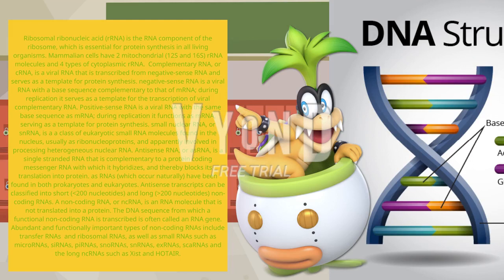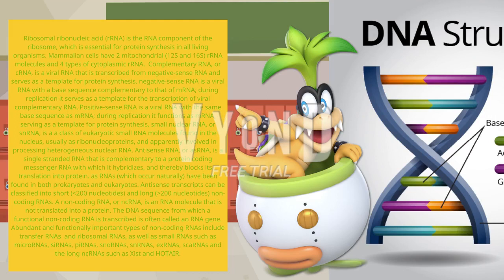Complementary RNA, or cRNA, is a viral RNA that is transcribed from negative sense RNA and serves as a template for protein synthesis. Negative sense RNA is a viral RNA with a base sequence complementary to that of mRNA. During replication it serves as a template for the transcription of viral complementary RNA. Positive sense RNA is a viral RNA with the same base sequence as mRNA. During replication it functions as mRNA, serving as a template for protein synthesis.